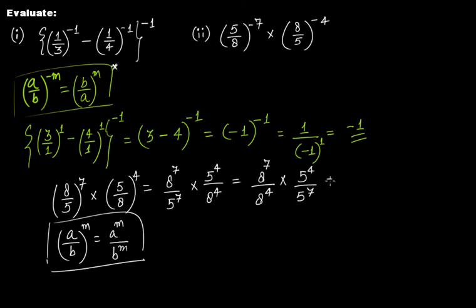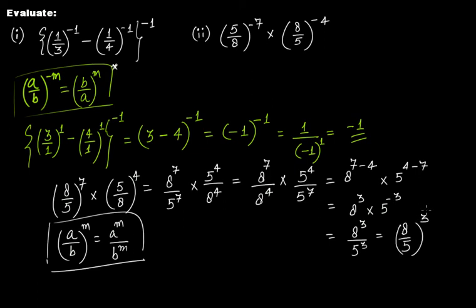Now this becomes 8 raised to the power of 7 minus 4 multiplied by 5 raised to the power of 4 minus 7. From here you get 8 raised to the power of 3 multiplied by 5 raised to the power of minus 3. Okay, now this can be written as 8 raised to the power of 3 divided by 5 raised to the power of 3, right? This becomes 8 by 5 raised to the power of 3.